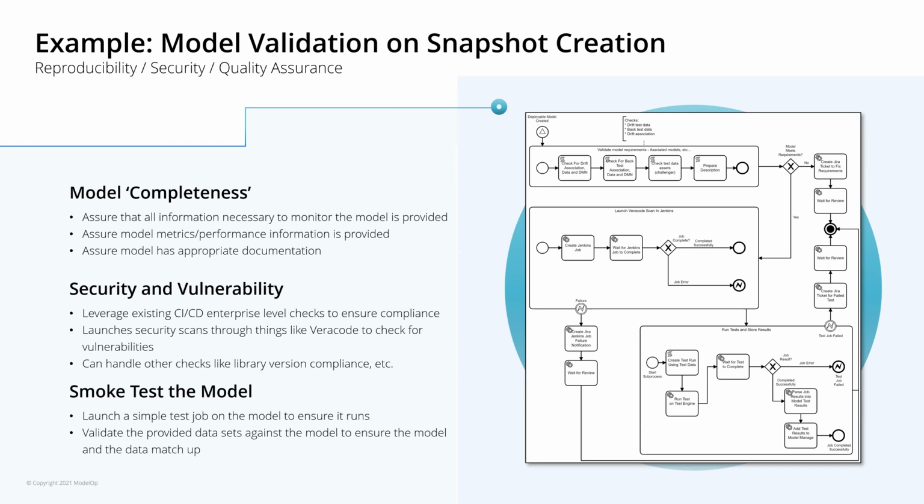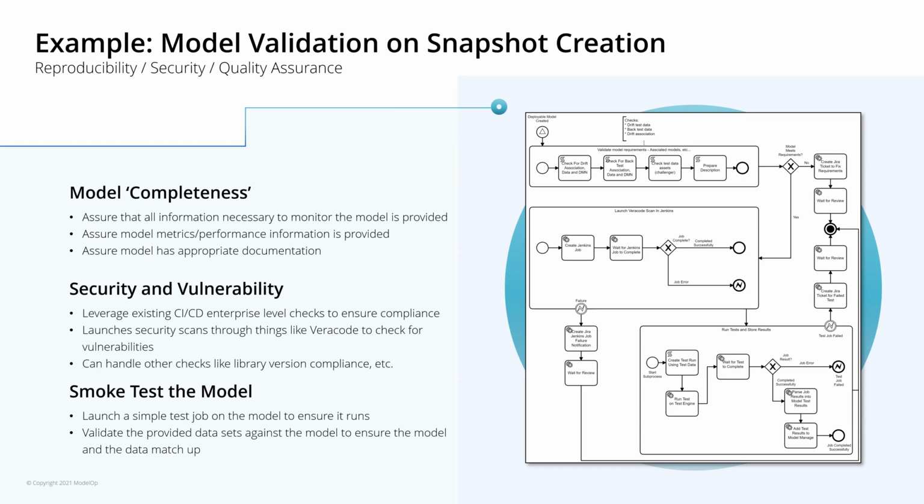So for this simple example here, what we do is we assure a few different stages before we waste anyone's time looking at a model that may not have all the pieces. And we may need to get back to the data scientists and say, hey, we need to add some additional info about this model before we're ready to move it to things. So a first test of that can just be completeness. So is all the information necessary to monitor that model provided?